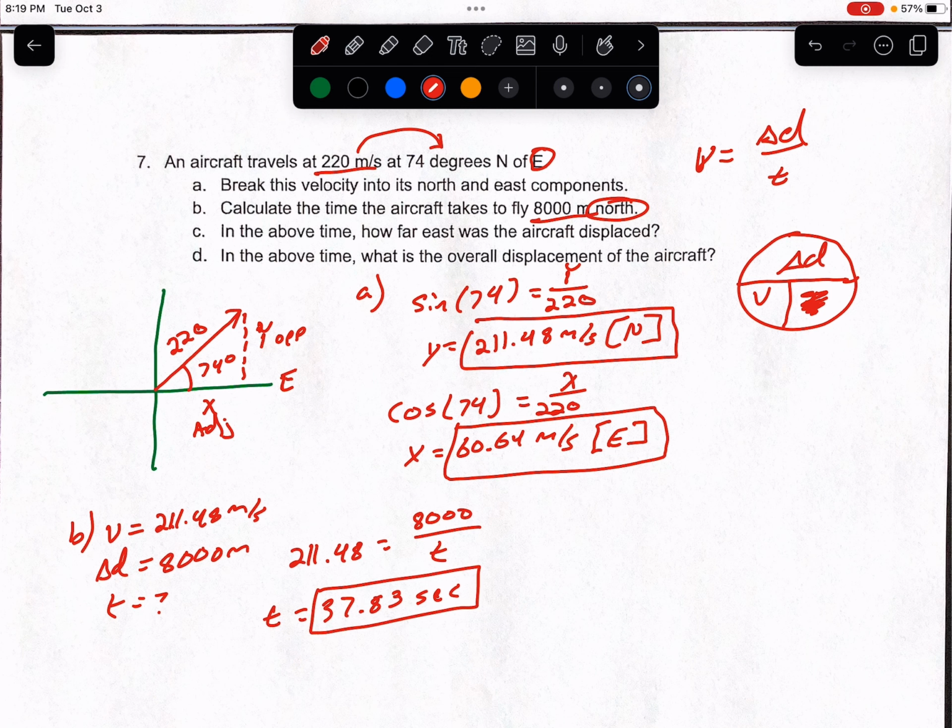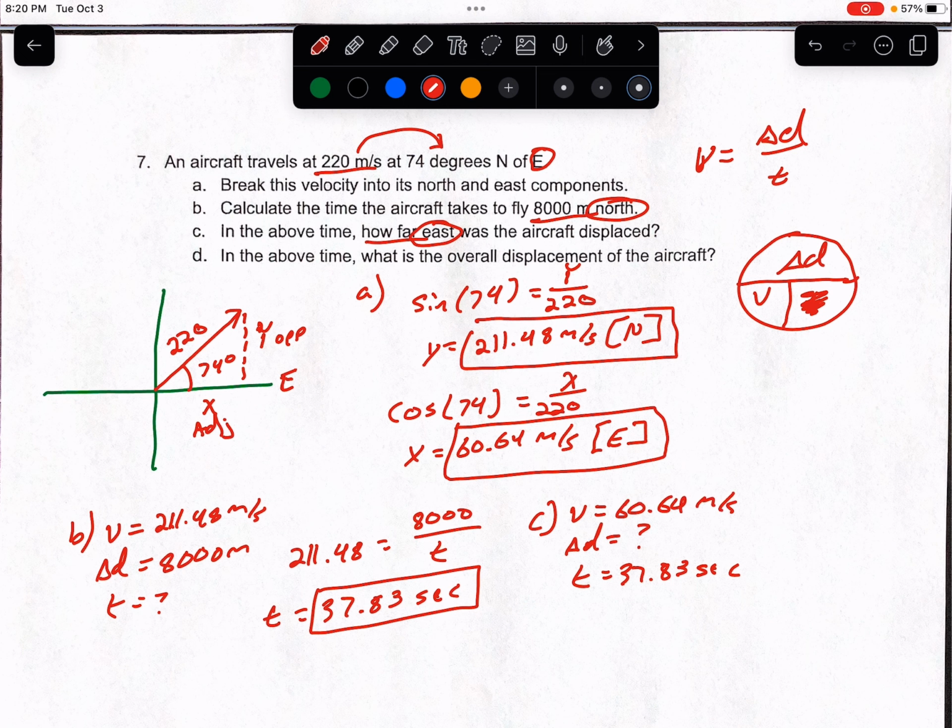Okay, so part C, it says in the above time. That means we're going to use the exact same time. So we're going to set up our V, our D, and our T. Our time is going to be 37.83 seconds, which we just found. How far east? So how far, that means you're looking for distance. And we're talking about going east.